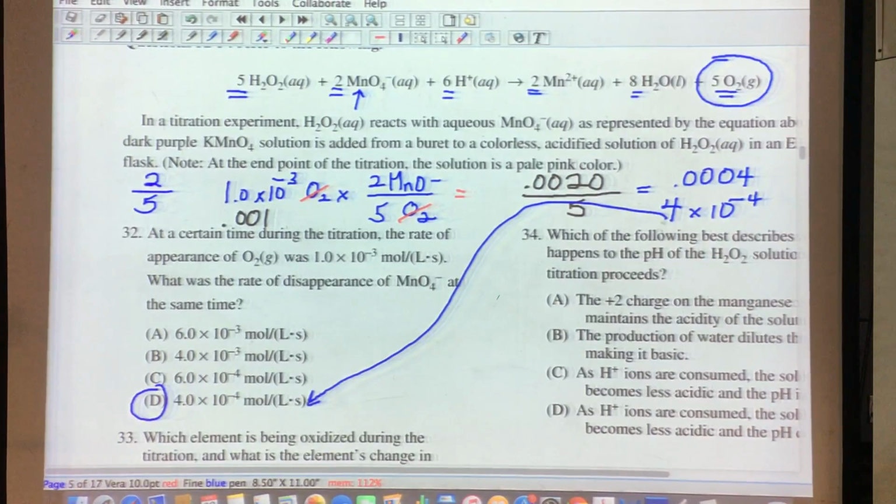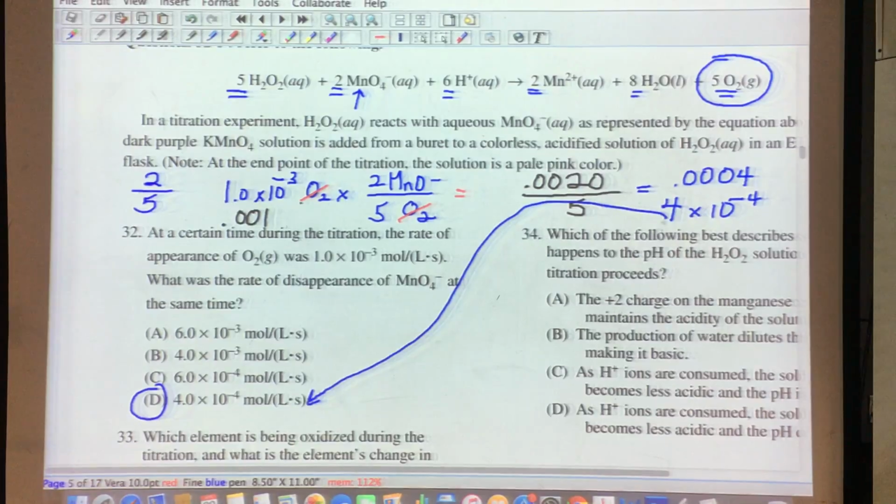So yeah, you had to do a little bit of stoichiometry. It's really helpful to see what you're relating it to. They gave you information about O2, to get the permanganate, and just doing the simple math. They're never going to give you crazy math numbers.